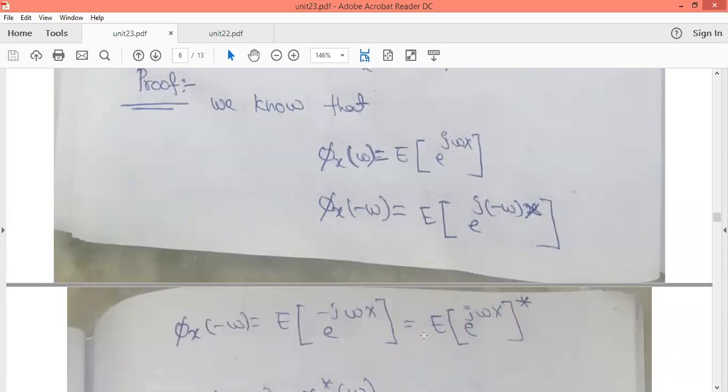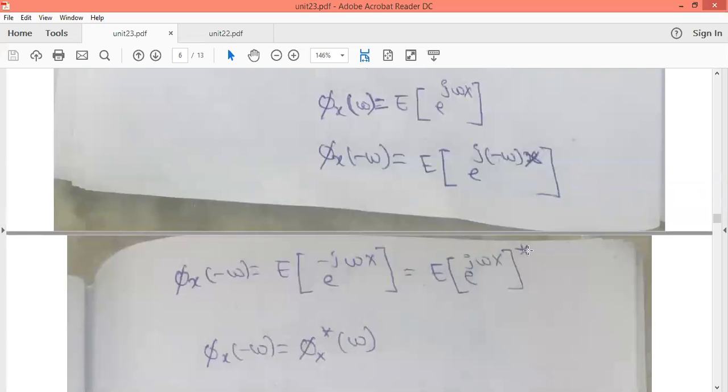Now if you take the conjugate, what happens? This minus will become plus. So to remove this minus sign, we have to apply the conjugate. That is why we are applying the conjugate here, so that this minus sign is removed and these two relations are the same. Expectation of e power minus j omega x is equal to the expectation of e power j omega x conjugate. If you bring this conjugate inside, what happens here?